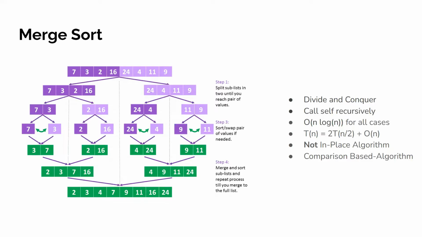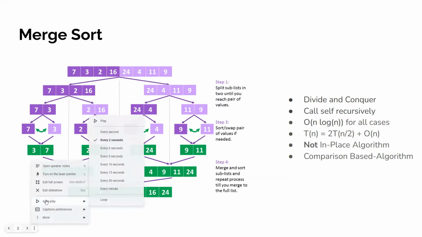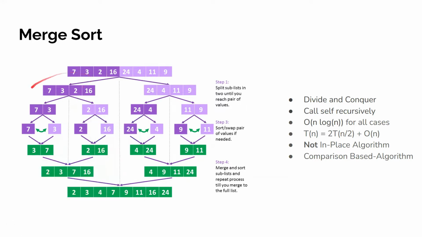So in this case, in merge sort, we split our entire array in half, and then we split that array in half, and then we split that array in half, and we see that exact same situation playing out here. 7, 3, 2, 16 to split, all until you reach a base case where you've split it into items of 1. At that point, you're going to start combining them.